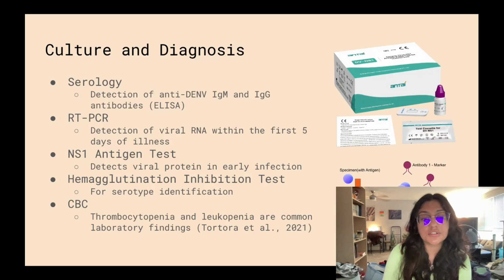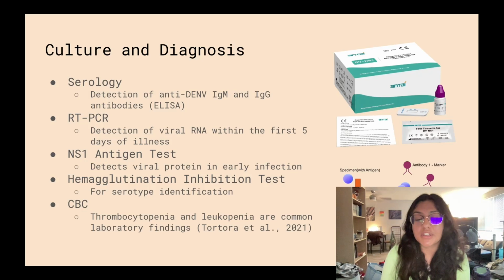Other supporting tests include a complete blood count, the CBC, which often reveals leukopenia, thrombocytopenia, and sometimes elevated hematocrit, which indicates plasma leakage. In some labs, the hemagglutination inhibition test may be used for epidemiological studies or to determine the infecting serotype, but it's not routinely used in clinical diagnoses.